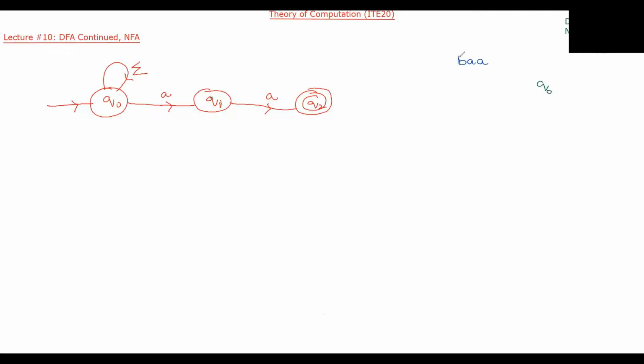Now B comes, where will it go? On B, this is A comma B, so on B it has only one choice. It will remain in Q0. Okay. Now A comes. In which state is it? It is in Q0. Now on A, it has two choices. It will remain in Q0 or it will go to Q1.